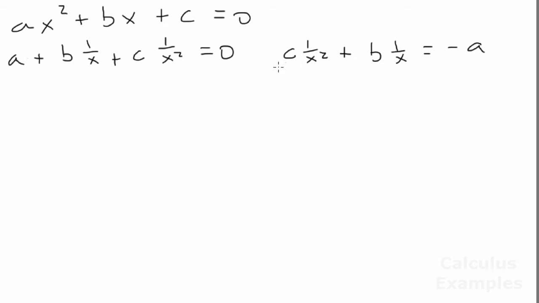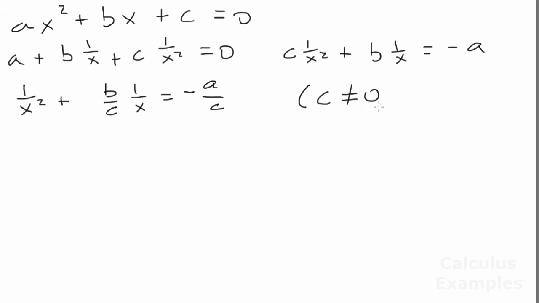And finally we're going to divide through by c. So we get 1/x² + (b/c)(1/x) = -a/c. Right? So we're assuming that c is not equal to 0. This is a limitation of the solution that we're going to arrive at, so that's important.